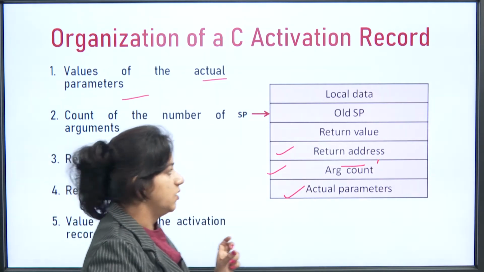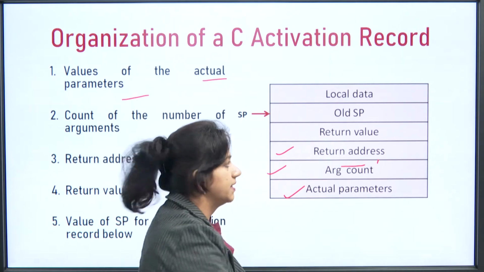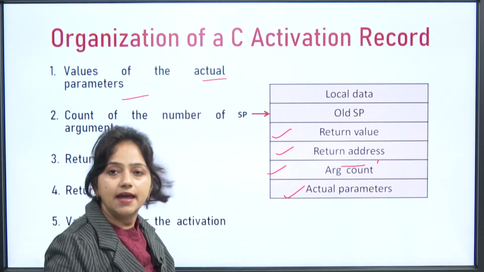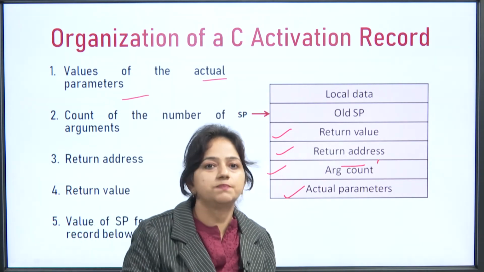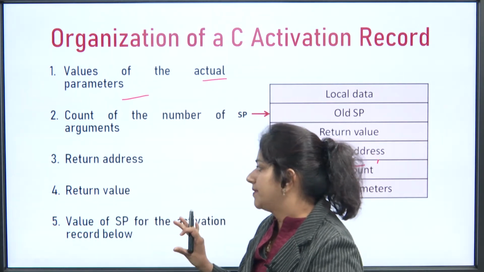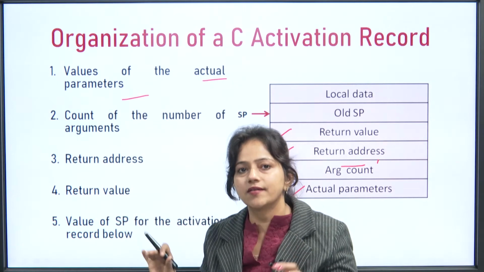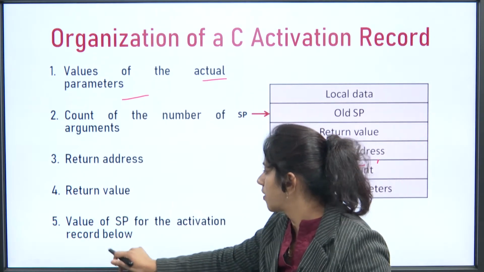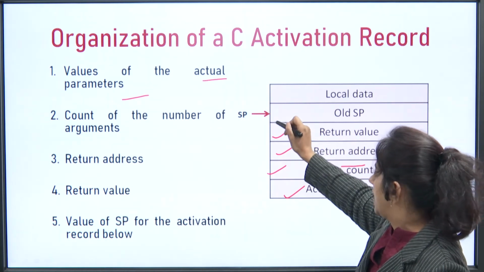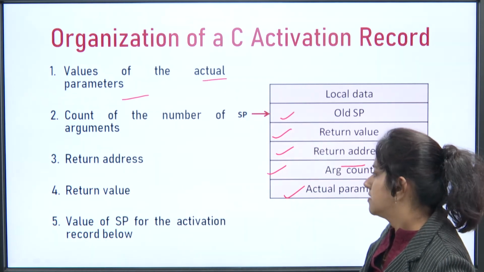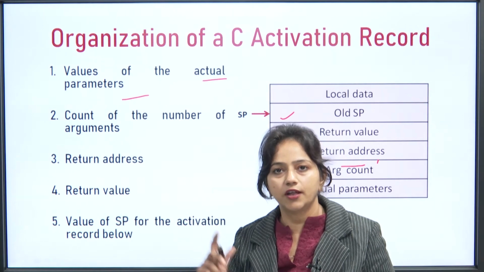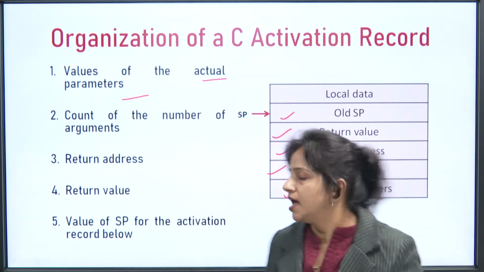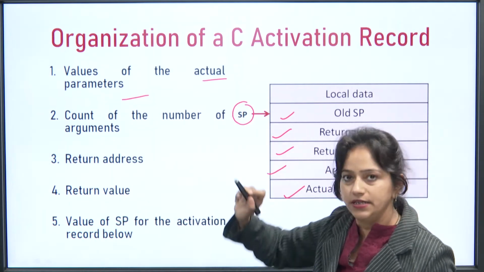Then the return value, if the procedure is returning something, will come over here. Initially we keep this cell blank, or we keep the space for storing the return value. Now, the value of the stack pointer for the old activation record, the old stack pointer. So, these are the broad entries, and here we have the stack pointer.